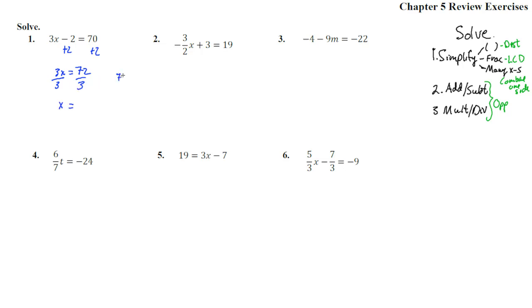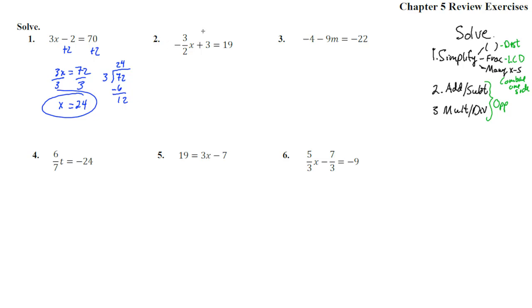Let me see. 72 divided by 3. 3 goes into 7 twice. That's 6. Subtract, we get 1. Drop down the 2. 3 goes into 12 4 times. 24. Comes out nice and even. Oh, I like that.